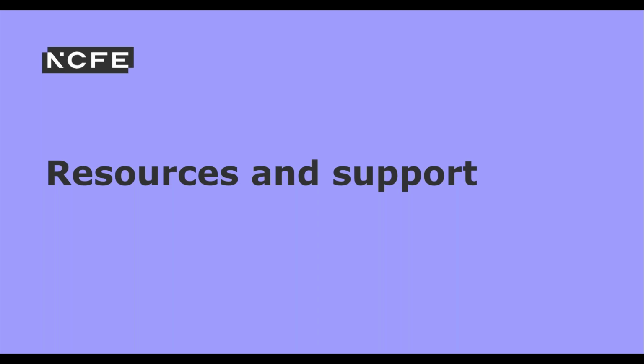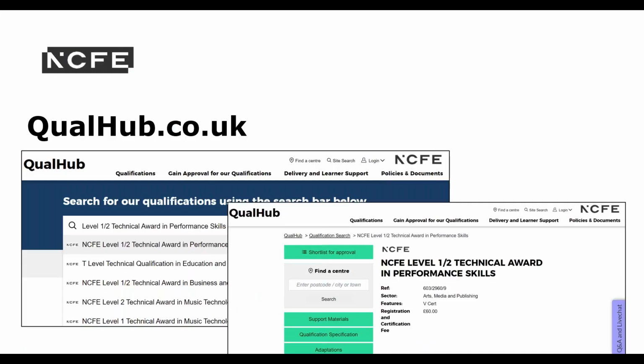Now I'd like to take a closer look at the resources and support that are available to you and your centres. The key area for support will be QualHub. Qualhub.co.uk will be your primary go-to where you can search for all our qualifications and access the specification, assessments, teacher materials, regulations and much more. You can begin by typing your qualification subject area and it will give you a list of suggested qualifications, or you could just type in your qualification code.